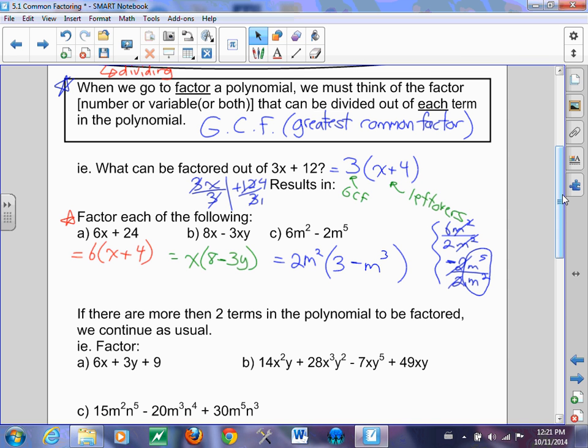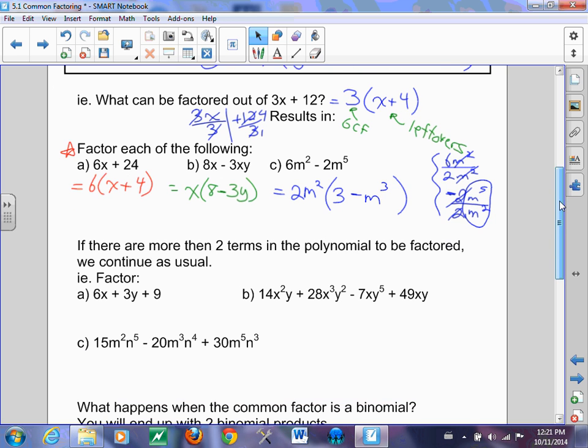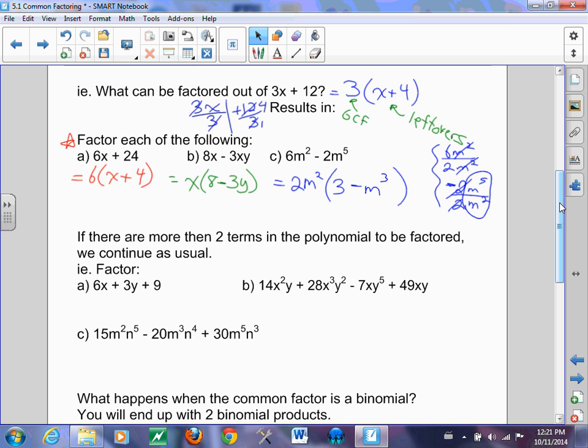All right, so that's common factor where you have a monomial out front. Okay, and we've only done this when you've got two terms. You don't necessarily need to write this down, but it says if there are more than 2 terms in the polynomial to be factored, we continue as usual. So instead of looking at 2 terms, you have to look at all 3 terms. So let's take a look at this first example here. What's a number that goes into both 6x, 3y, and 9? And hopefully you get that that's a 3. And so we're left over with 2x plus y plus 3.